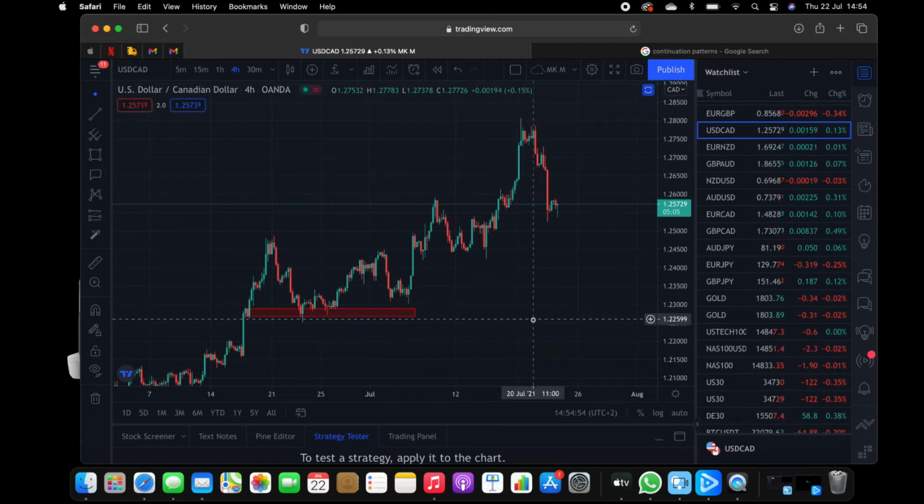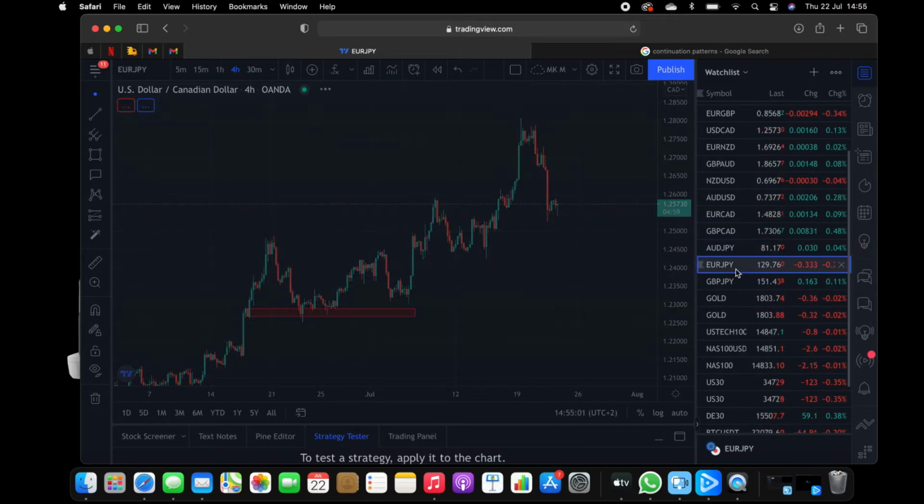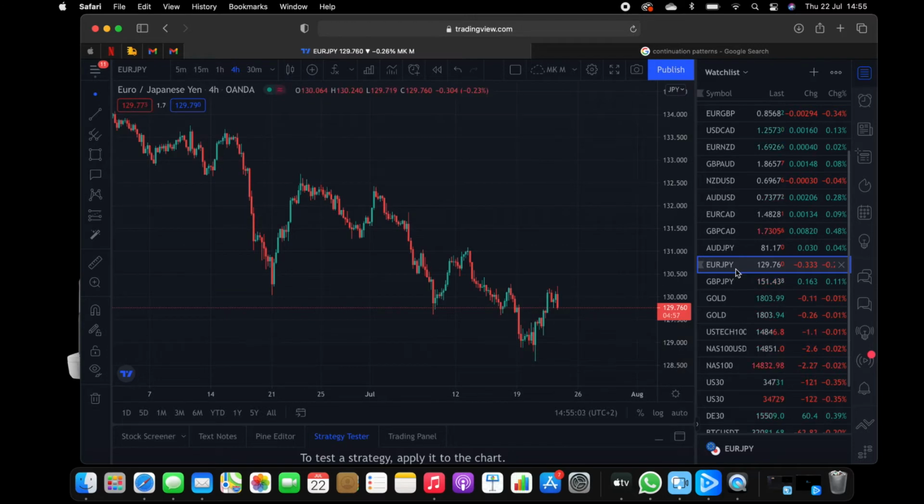So another one, let's check another pair. What can we check? Let's say EuroJPY. It's one of my favorite pairs. Let's see it on 4 hours. Let me do that.